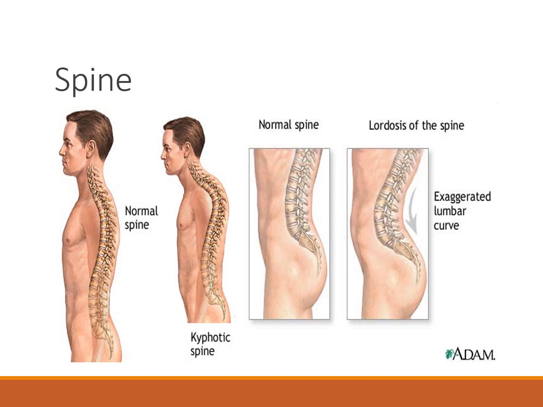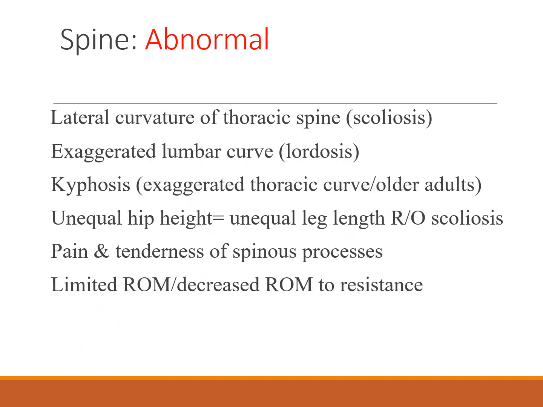So here's a picture of the spine, the lordosis of the spine, the kyphosis of the spine. We also have scoliosis, which is a lateral curvature. So identify how you would do the assessment procedure to see those things. We're also looking for limited range of motion and decreased range of motion to resistance. So lateral bending, rotation, flexion, extension, and hyperextension would be the range of motion there.